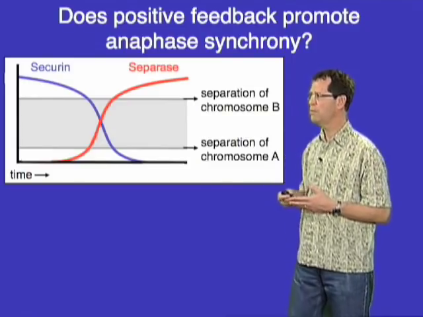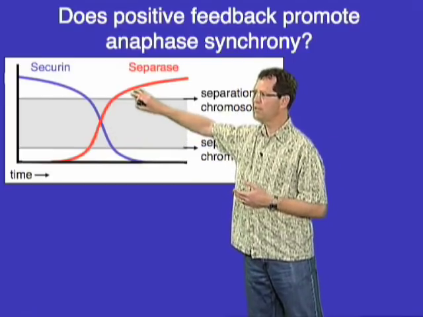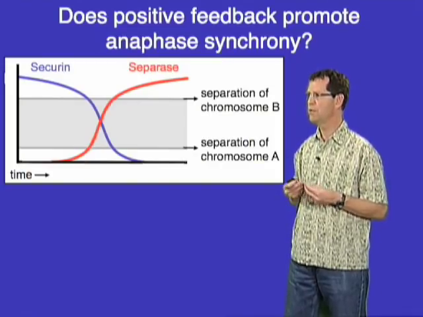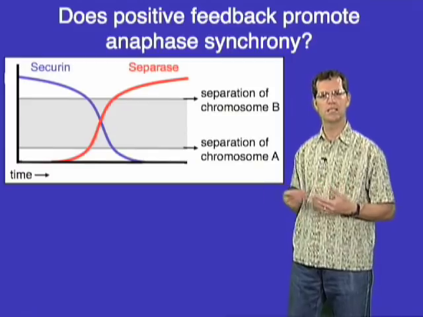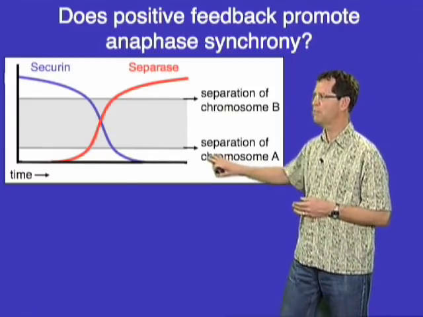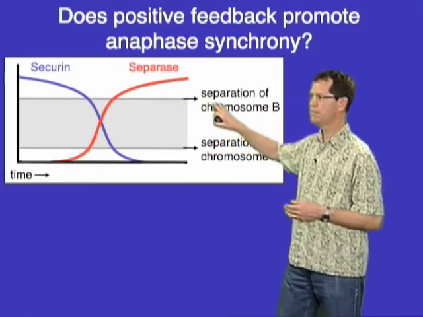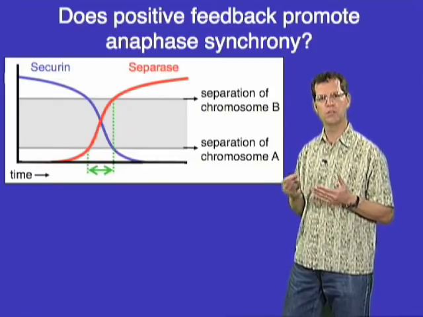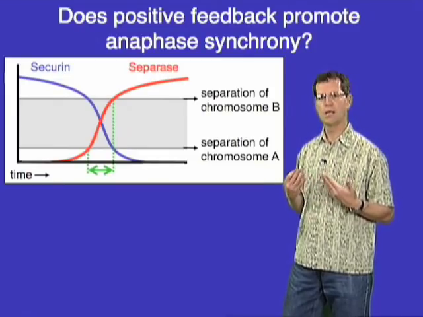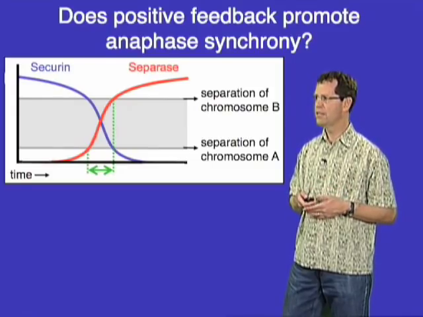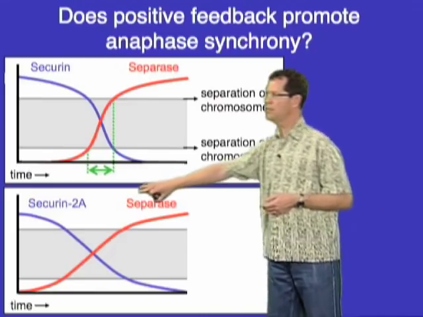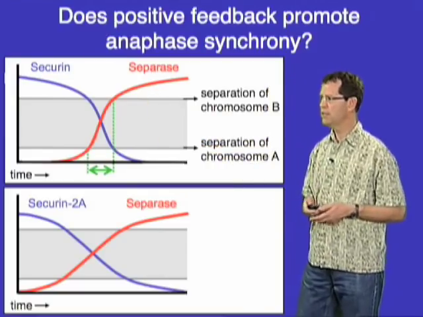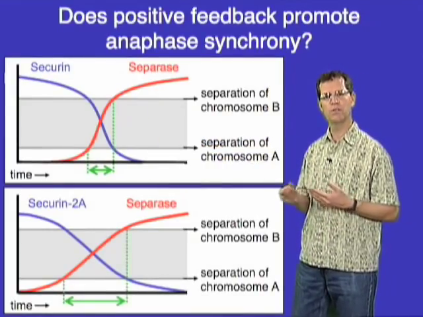Now, one might imagine that when separase activity rises in early anaphase, that will result in slightly asynchronous separation of different sister chromatid pairs, because one might imagine that different sister chromatid pairs would have different sensitivities to separase. One chromosome might separate at a lower level of separase than another. And so as a result of this, one can imagine that there should be some small amount of time between the separation of two different sister chromatid pairs, which reflects the synchrony of anaphase. However, our prediction is that in the securin 2A mutant, the activation of separase is going to be less steep than it is in the wild-type cell, and as a result, there should now be more time between the separation of two different chromosomes.